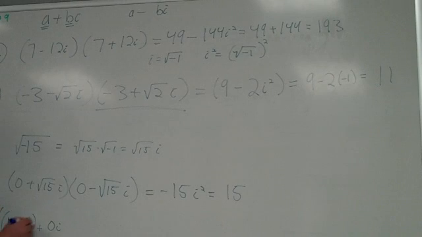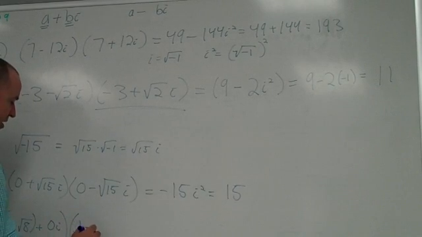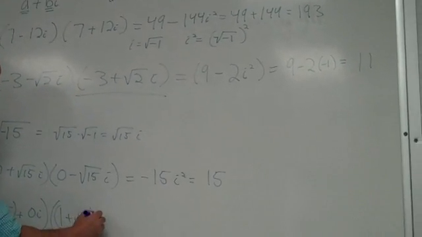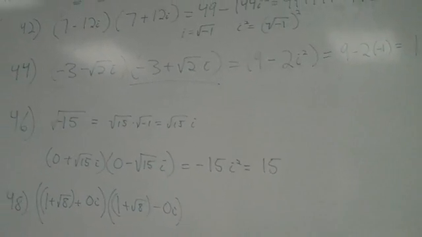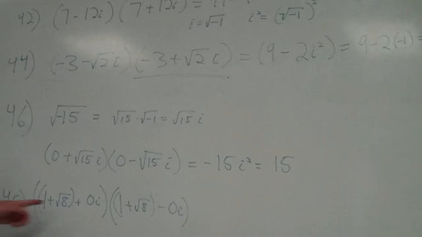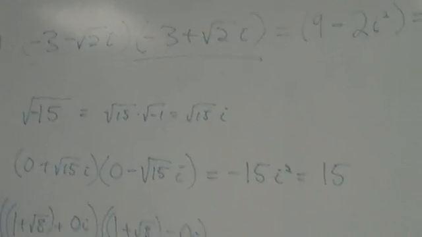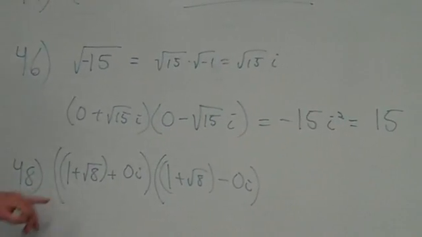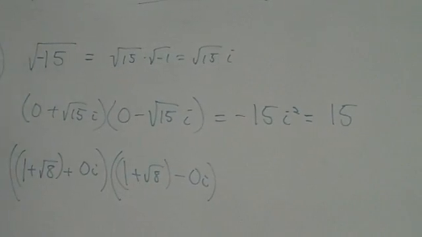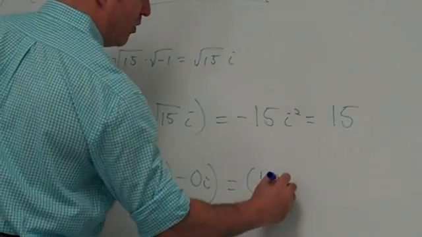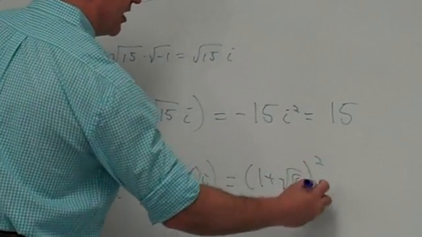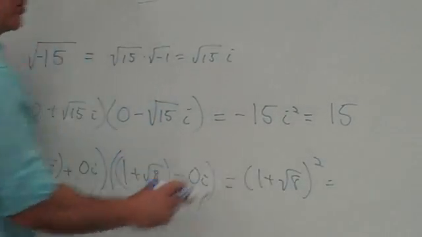Very. So its complex conjugate is going to be 1 plus root 8 minus 0i. And I'll be honest on this one, does it really matter whether you add 0 of something or subtract 0 of something? No. So basically you're being told to multiply 1 plus root 8 times 1 plus root 8. So that's going to be 1 plus the square root of 8 squared. Can I just distribute the squared?